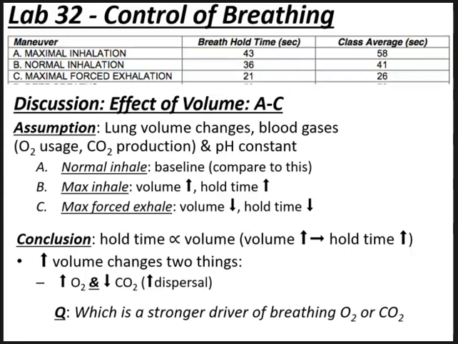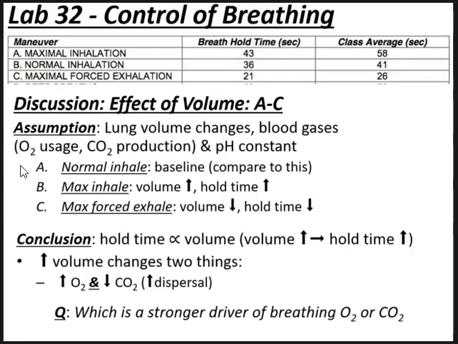For the first 3 conditions, procedures A through C, we have to assume that the starting lung volumes will vary. We're going to be changing the lung volumes for A through C. However, the blood gases, oxygen usage, carbon dioxide production, and pH are going to remain constant.